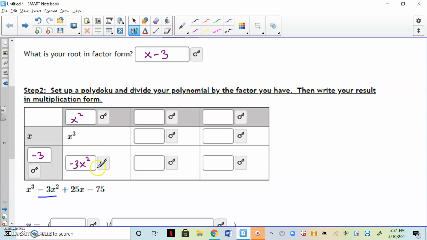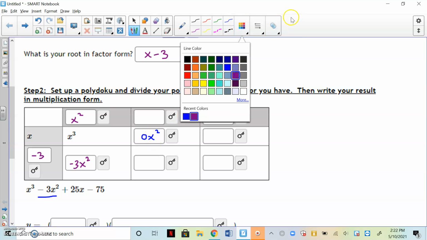That being said, whatever I put in this box depends on what this one is, because these two together have to add up to this number. But the thing is, I already have -3 and they want -3. That being said, this has to be 0x squared. I'm going to keep it an x squared term because the diagonal boxes are like terms, so even though it's 0, it is still our x squared term technically. So let's keep going then.